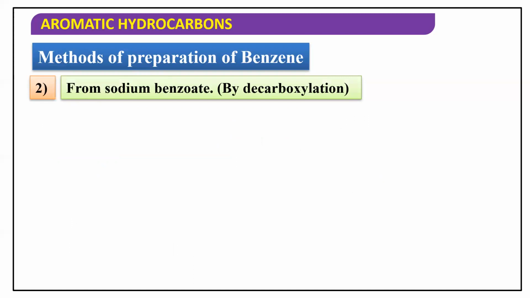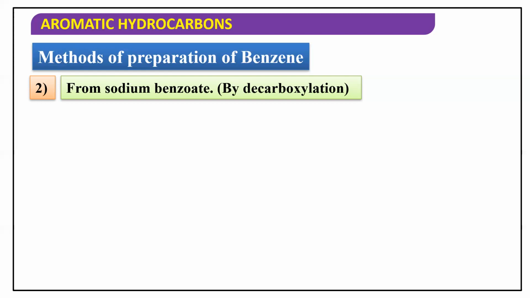The second method is starting from a compound called sodium benzoate, by a reaction called decarboxylation. Now, you got introduced to various terminologies in terms of chemical reactions in the previous chapter: hydrogenation, halogenation, hydrohalogenation, dehydrohalogenation, dehydration, etc. Right? So you are familiar that whenever the prefix DE is used, it indicates removal. So what is being removed here? Decarboxylation, which means there is removal of carbon dioxide.